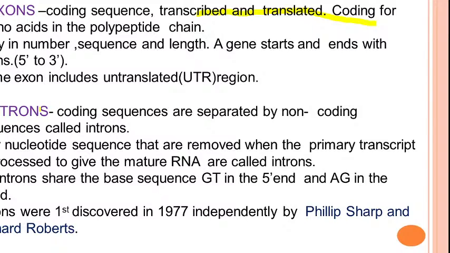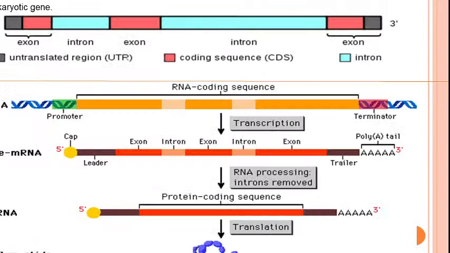So what are basically introns? Coding sequences are separated by non-coding sequences. Here we have a coding sequence which will code for the protein, and we have some non-coding sequences also. Any nucleotide sequence that is removed when the primary transcript is processed to give the mature RNA is called an intron. All introns share the base sequence GT at the 5' end and AG at the 3' end. These introns, which are non-coding sequences, were discovered by Sharp and Roberts in 1977.